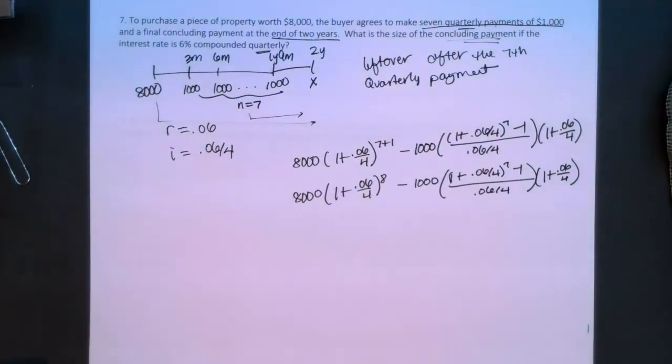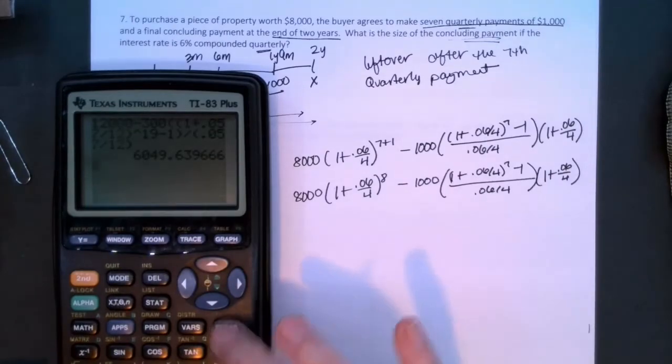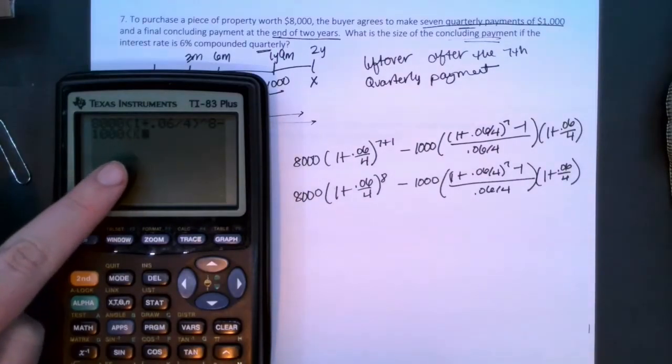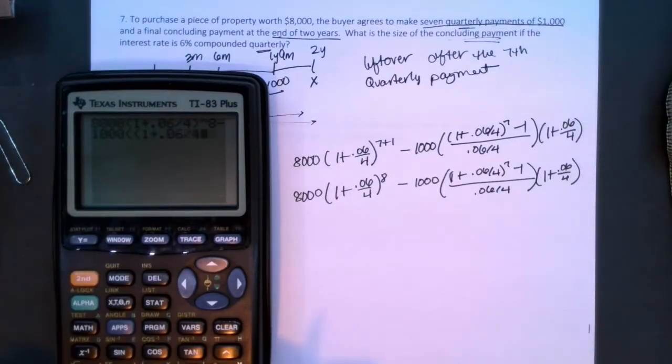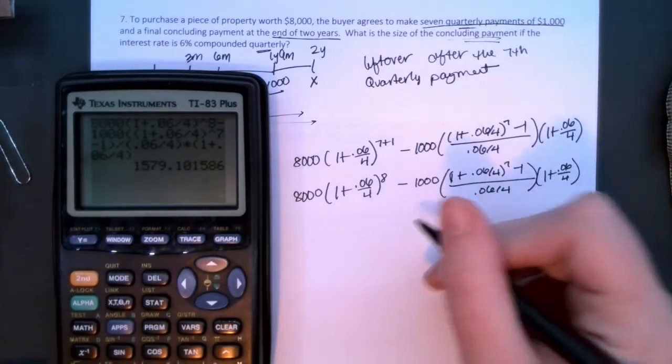Okay, and then just entering that on the calculator, just because we didn't do that last time, so I want to make sure you guys have enough examples of it. We're going to do 8,000 times 1 plus 0.06 over 4 to the 8, minus 1,000 times, so this one is our numerator, this one's our 1 plus, and the numerator, divide by our denominator, then we're going to multiply by the 1 plus i again.